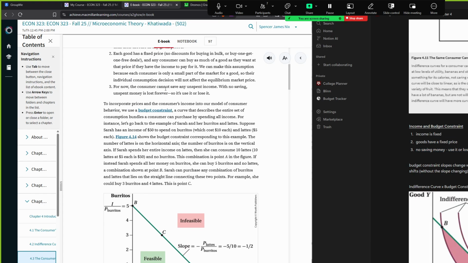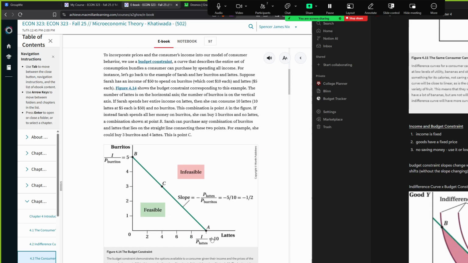But anyways, if I have $50 and burritos cost $10, looks like it. Yeah, burritos cost $10. Then I can buy 5 burritos with all my money, right? Because 5 times 10 is 50. Now lattes are $5, so I can buy 10 lattes, since I have $50.